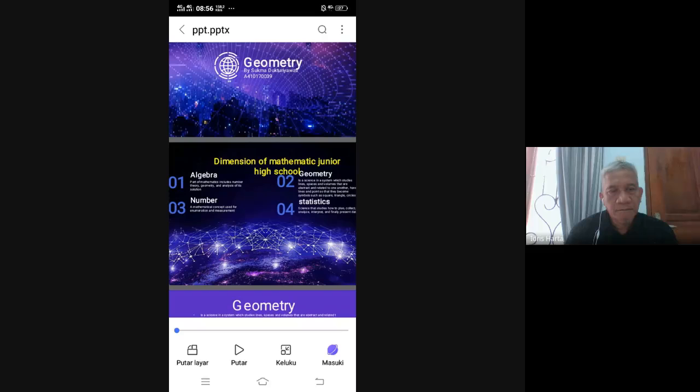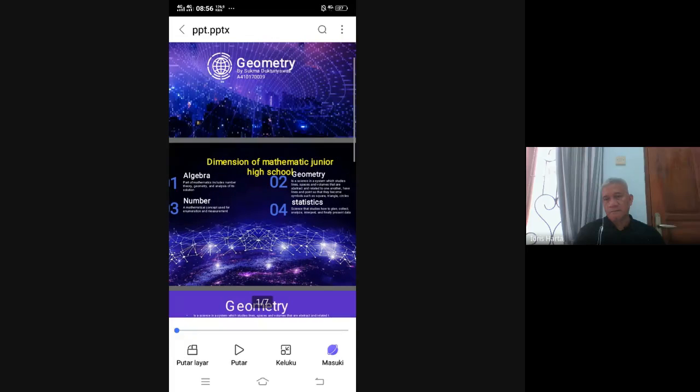The definition of algebra is the part of mathematics that includes number theory, geometry, and analysis of its solution. And second, that was geometry, a science in a system which studies line, space, and volume that are abstract and related to one another. Have line and points so that they become symbols such as square, triangle, circle, and etc.